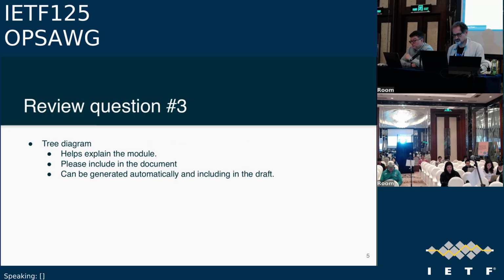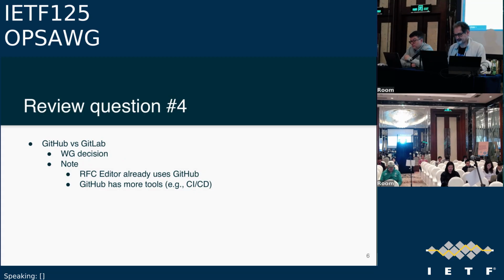On the question of tree diagrams, I think the general consensus is that the tree diagrams do help to explain the module. And since most of the text for the Yang module is in what I call the document, at least it should be included there. Now you can generate it wherever else you want to generate it, but it should be included in the draft itself. At least that's the suggestion that I would give, but if others feel against, just raise your hand.